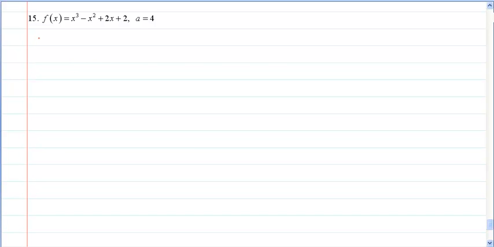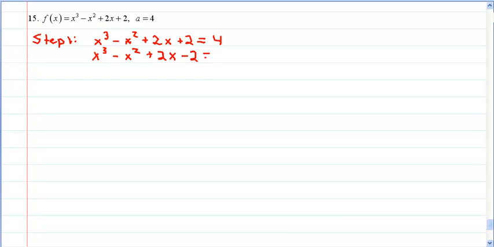And our last example, we want to find the derivative of the inverse at a equals 4, and starting with step 1, I take x cubed minus x squared plus 2x plus 2 and set it equal to 4. So when I bring over the 4, I get minus 2 equals 0. And now with this equation, I will use factor by grouping because I have 4 terms.